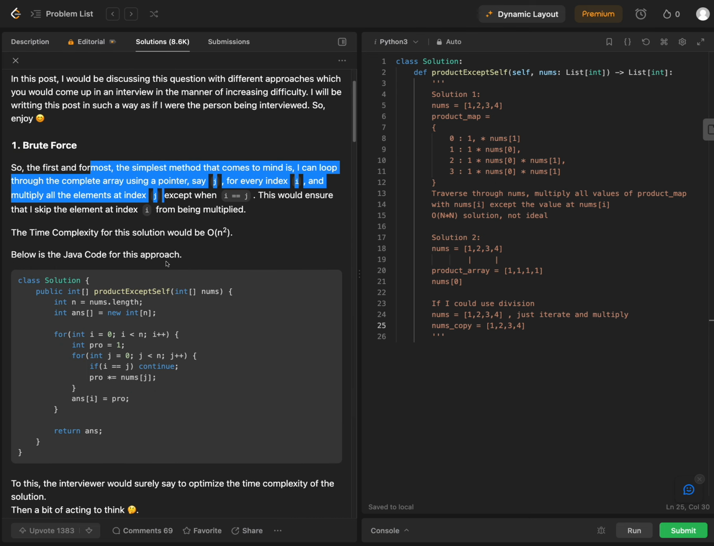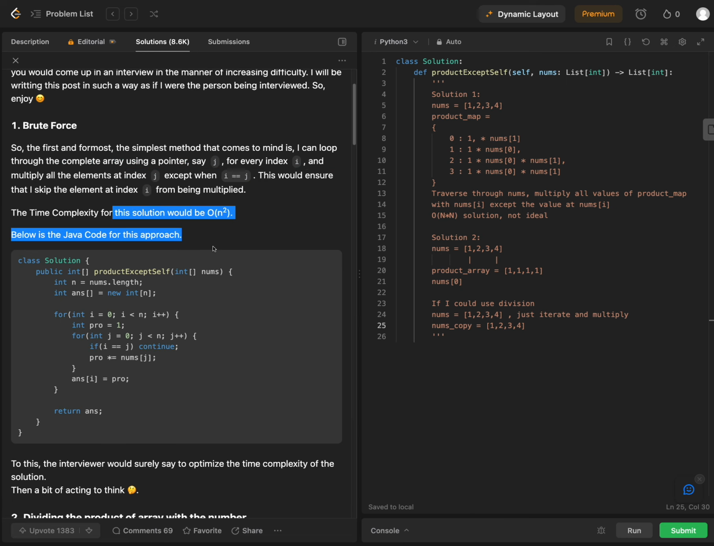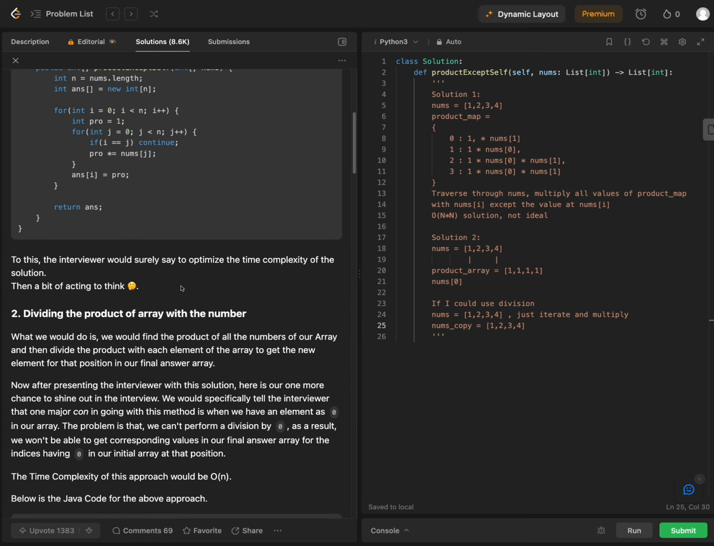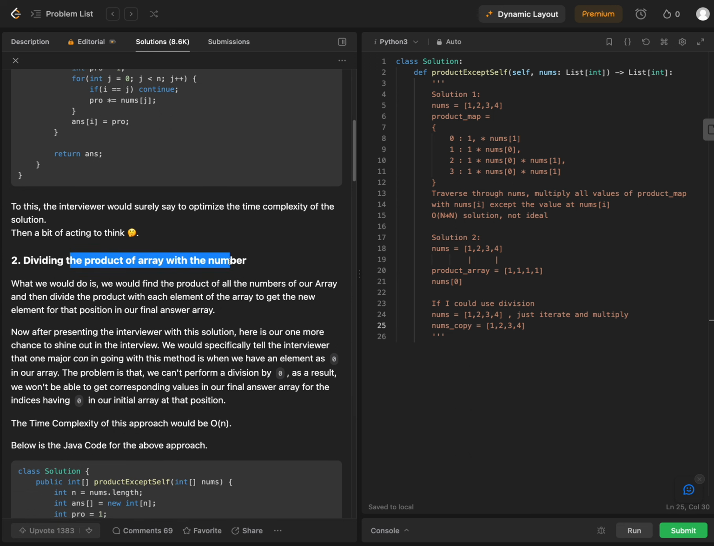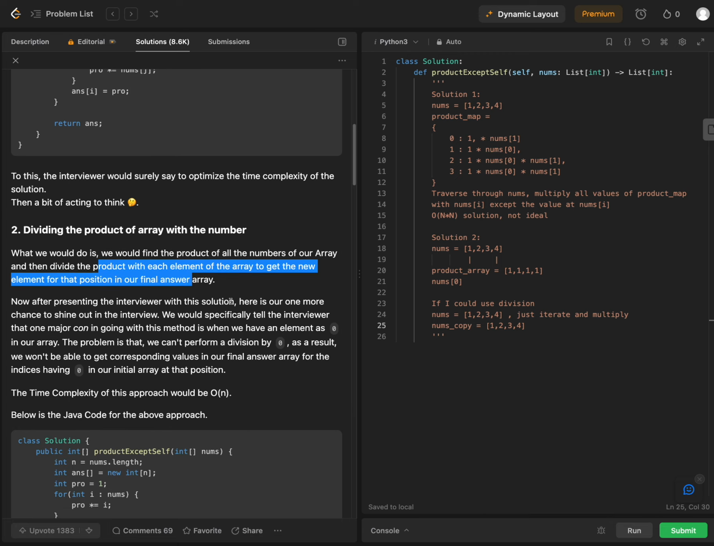Yep. Okay, so the first thing is we can loop through the complete array using a pointer. Multiply, skip on squared. Yeah, essentially what I got there. Dividing the product of the array with a number: what I'll do is find the product of all the numbers in the array, and then divide the product by each element of the array to get an element.